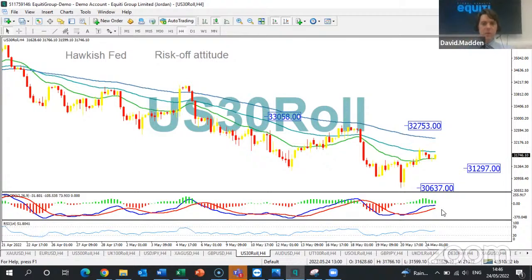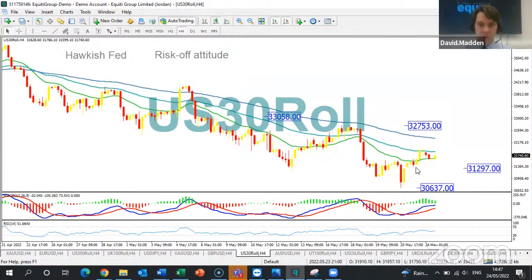We can see there's a steady decline in positive momentum, indicating that the bulls are running out of steam. So if we do see a continuation of the short-term downward move in the US 30, where could we go? Well, we could target this region here at 31,297. And a break below that could take us back down to the recent lows, which were the 14, 15-month lows at 30,637.